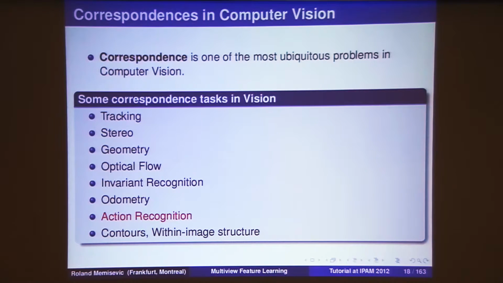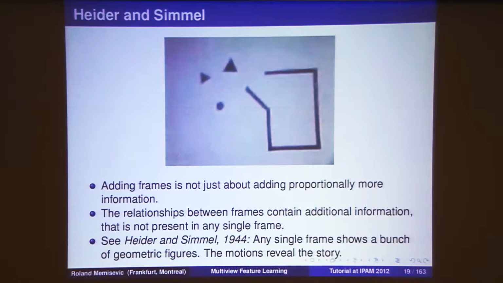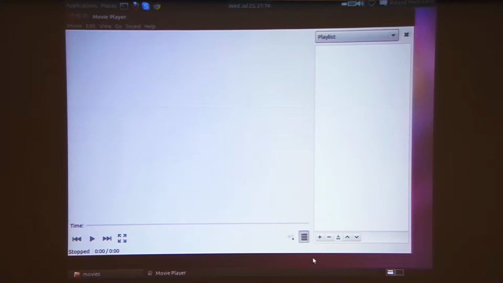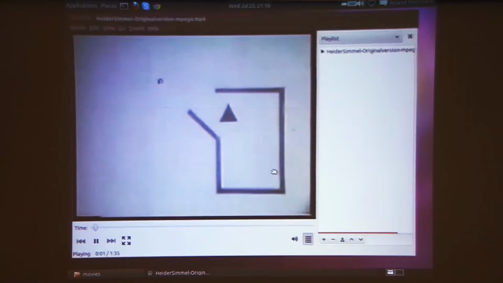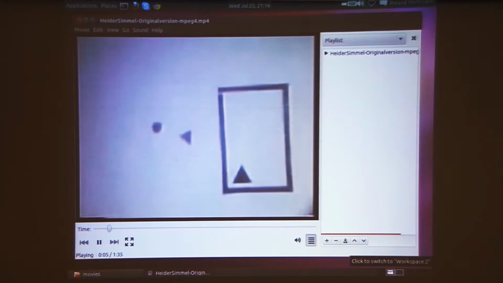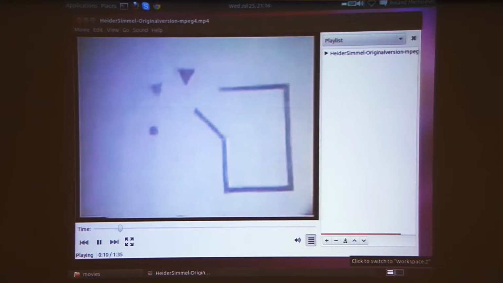Let's go back to the action recognition example briefly. Here's a little video by authors Heider and Simmel, which are psychologists that in the 50s tried to make the point that you get a very rich representation of a scene by attributing all kinds of psychological traits to the objects that you see. And I'm sure a lot of people here have seen this video recently because it's making its rounds in the machine learning community to demonstrate various things.